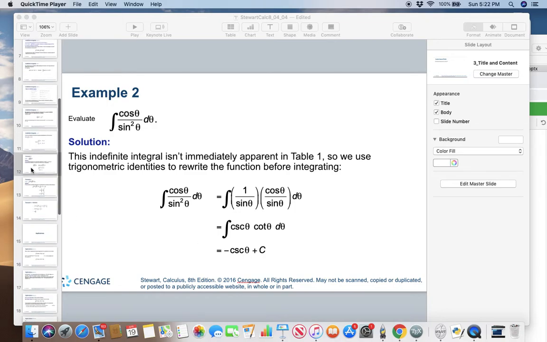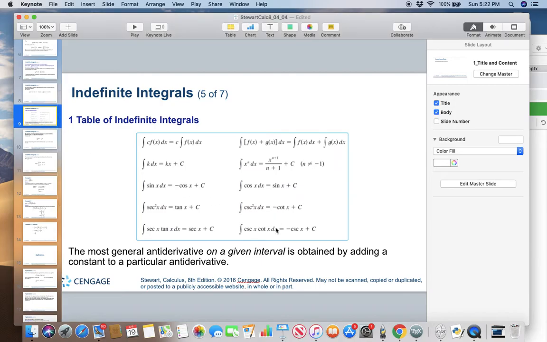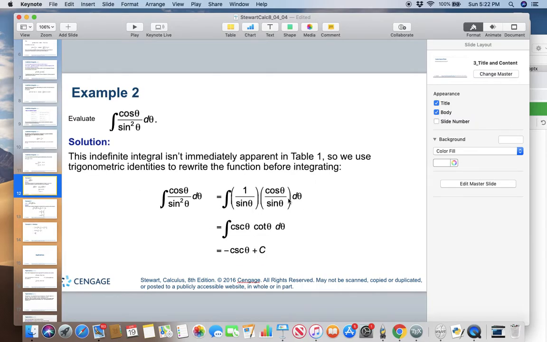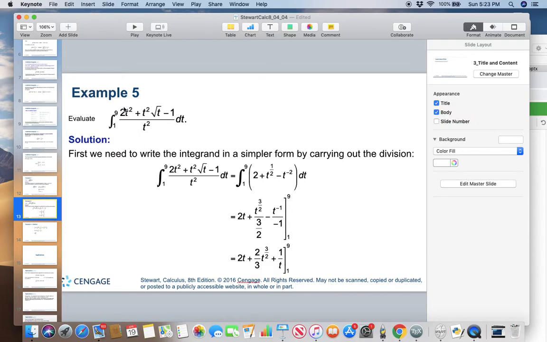All right. So you have your table. Make sure you have this handy. I had also given you the formulae for derivatives and antiderivatives. So that's what you need to use. All right. So the next example.